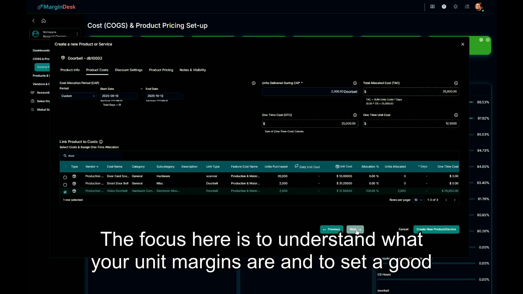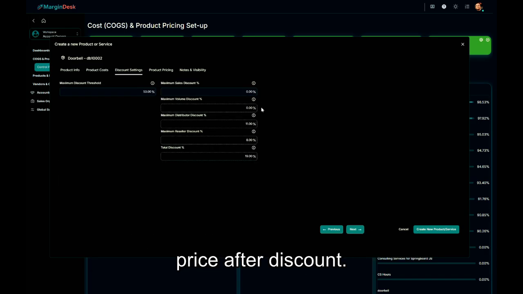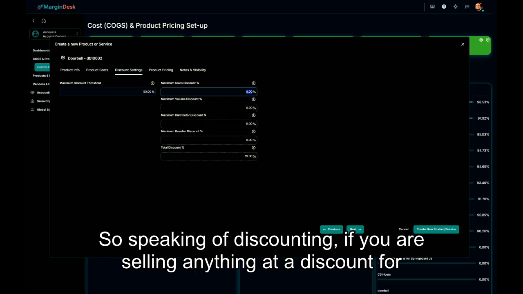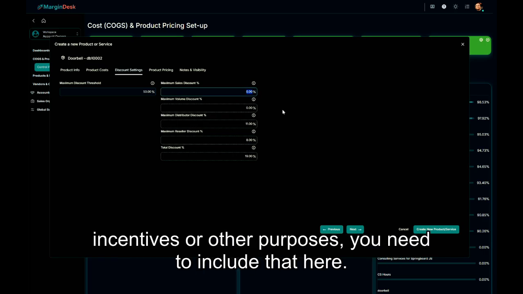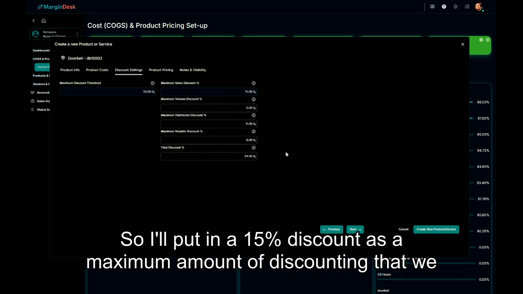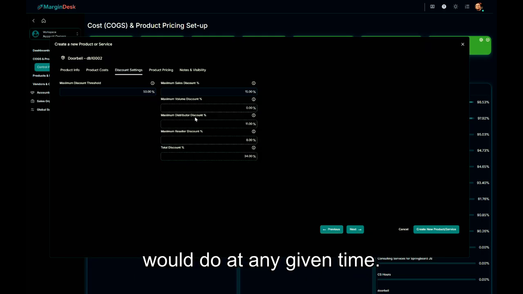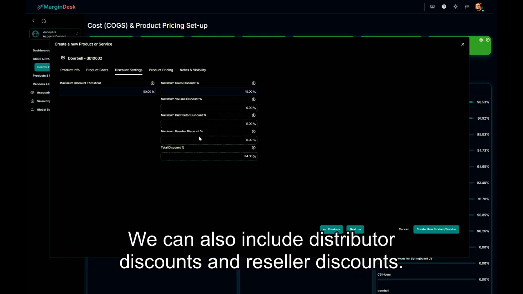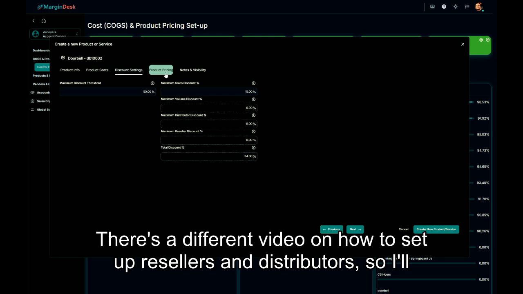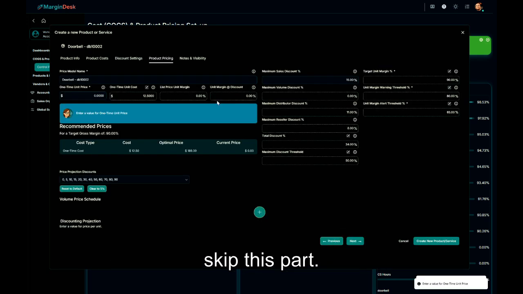The focus here is to understand what your unit margins are and to set a good price after discount. So speaking of discounting, if you're selling anything at a discount for incentives or other purposes, you need to include that here. So I'll put in a 15% discount as a maximum amount of discounting that we would do at any given time. We can also include distributor discounts and reseller discounts. There's a different video on how to set up resellers and distributors, so I'll skip this part.